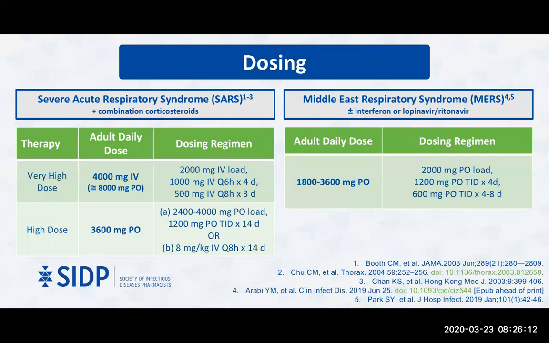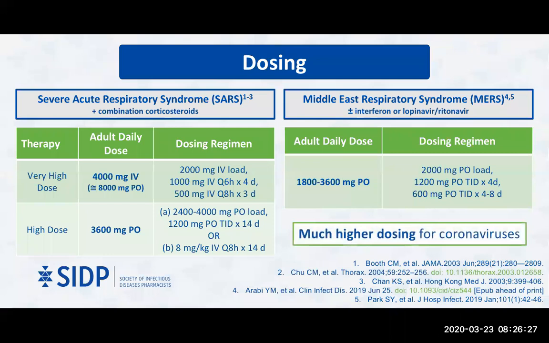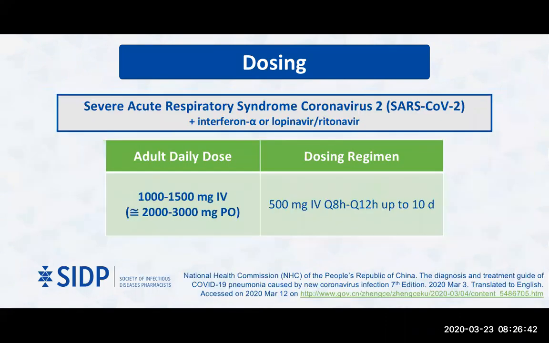For MERS, it seems like the total adult daily dose used in those studies was still high, but a little bit less. And so it was on par with what we would call high dose for SARS at 1,800 to 3,600 milligrams orally. So overall, what I wanted to demonstrate was that the oral doses for ribavirin were relatively much higher for coronaviruses that we've attempted to treat in the past. Keep this in mind when I ultimately show you the in vivo data for these particular viruses in a second.